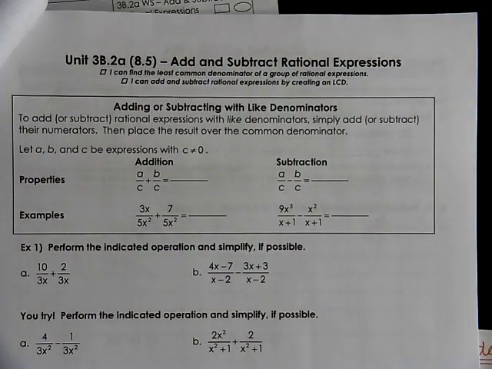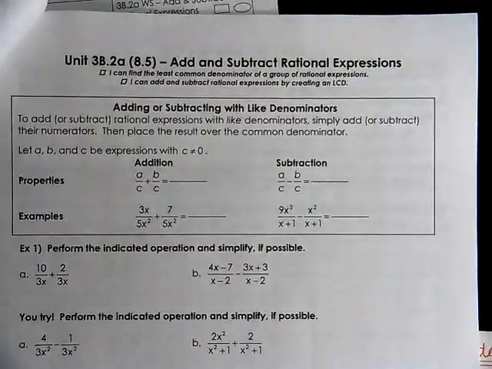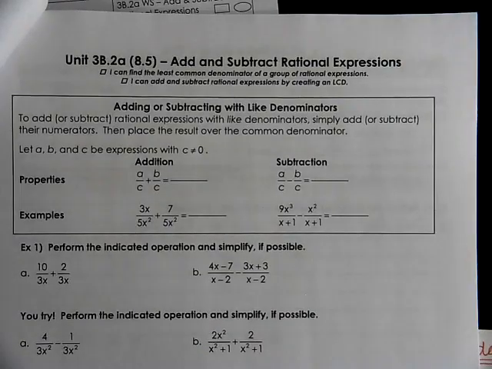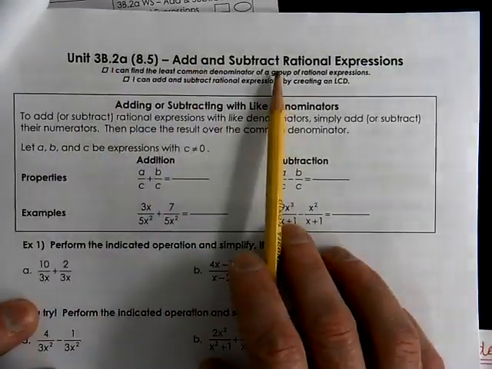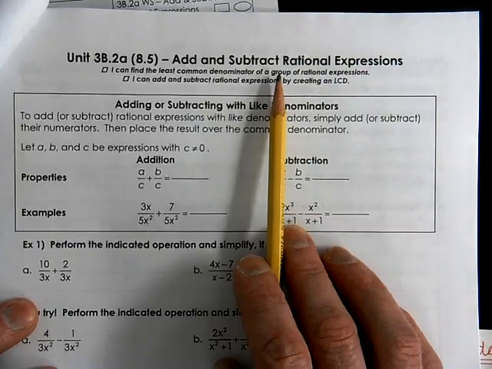This is Algebra 2 with trig. This is 3b.2a. We're going to add and subtract rational expressions.